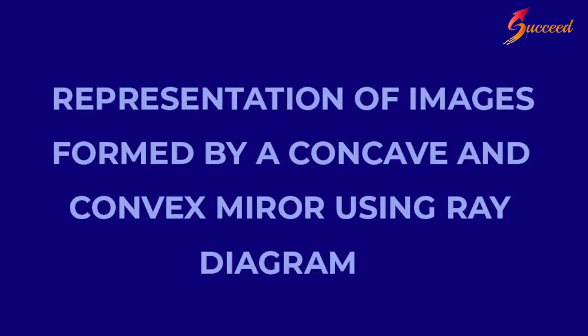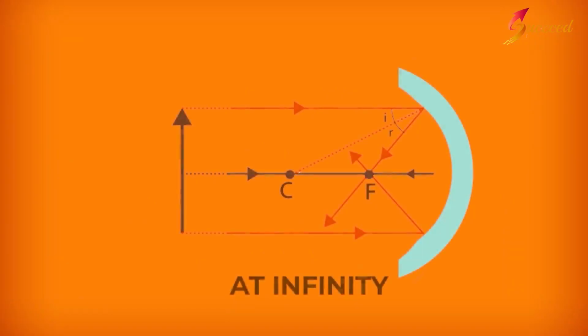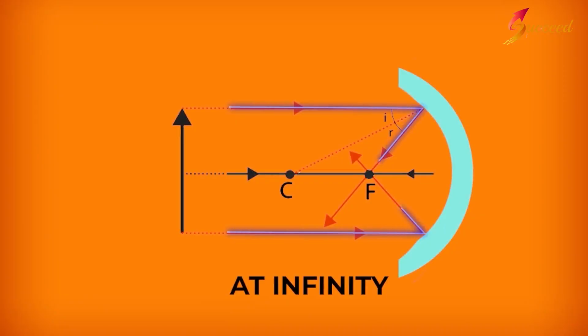Representation of images formed by a concave or a convex mirror using ray diagrams. Now let us keep the object at infinity. The parallel rays from the object, after reflecting, meet at the focus, and the image is formed at the focus, which is highly diminished and point-sized.